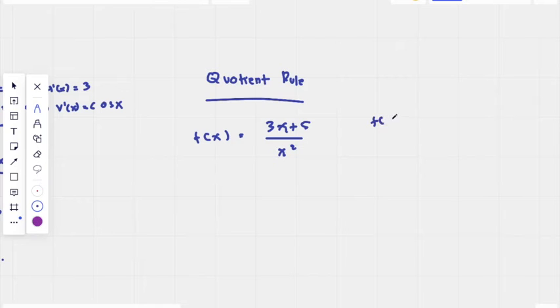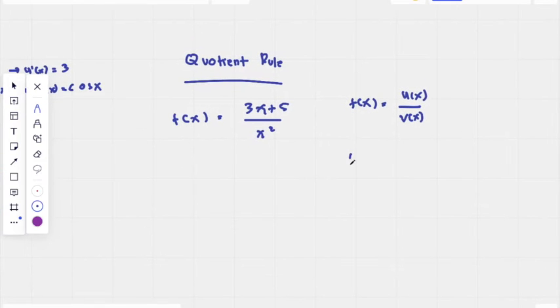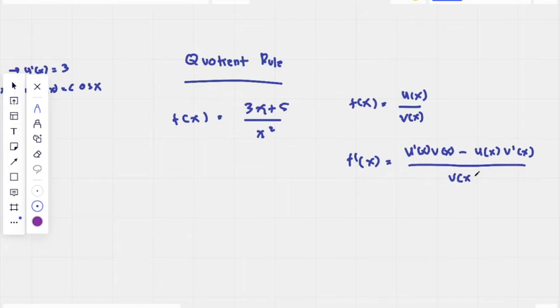If you have f(x) equals u(x) over v(x), then the derivative of this function is u prime of x times v(x) minus u(x) times v prime of x, the first derivative of v(x), all over v(x) squared. So this is the formula for the quotient rule.